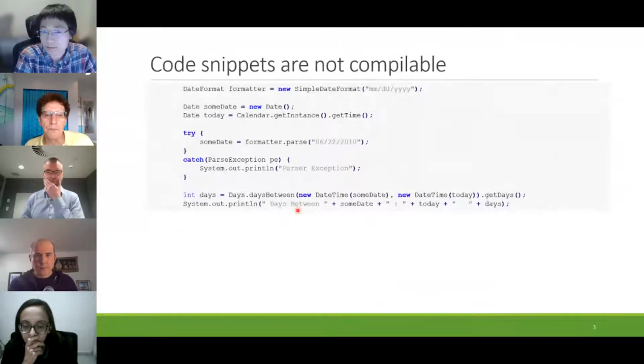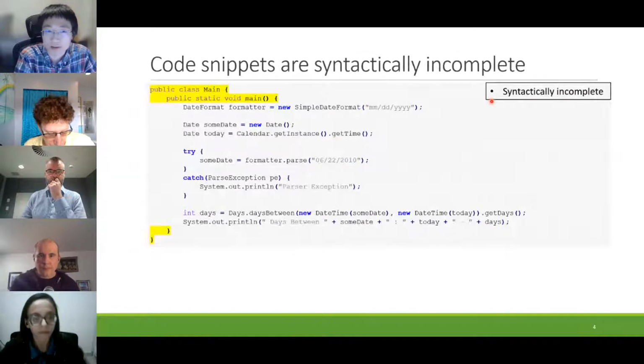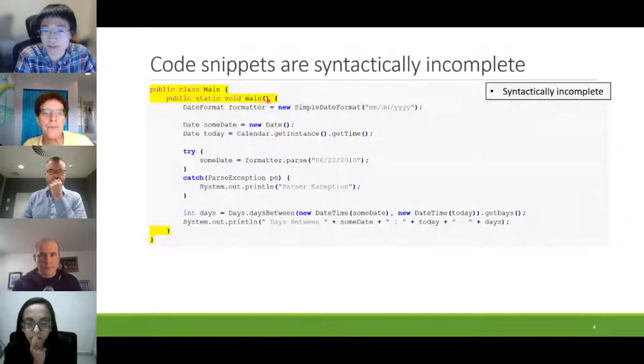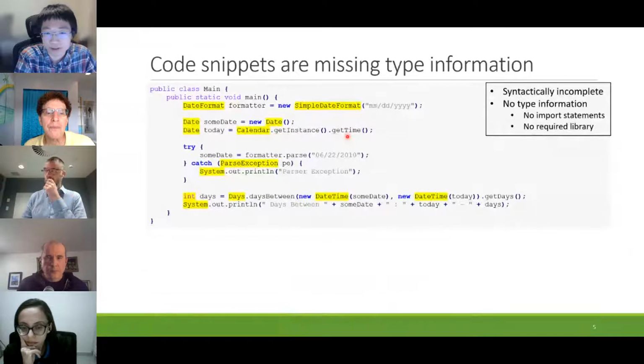But the problem with these code snippets is that they're generally incomplete. First, code snippets are generally syntactically incomplete. For this code snippet, we wrapped it with a class and method declaration to make it parsable. But this code snippet is still missing type information. We highlighted some of the missing types, like DateFormat and Calendar. These are short names which allow the code to be written more concisely. And the fully qualified names for these types are generally specified in import statements, which are not here, nor is there any library information here to help guide us.